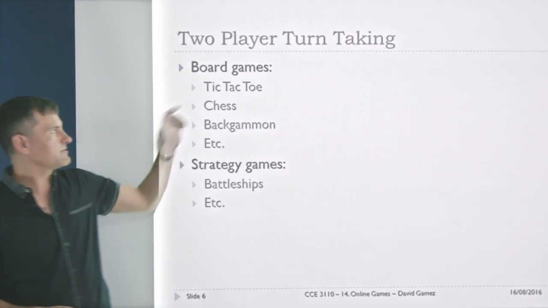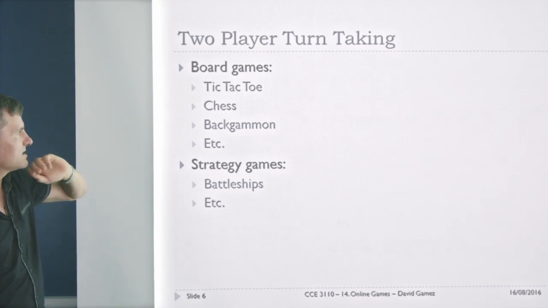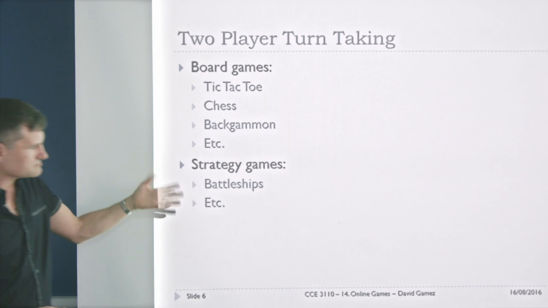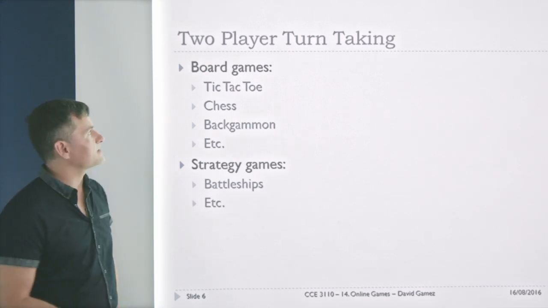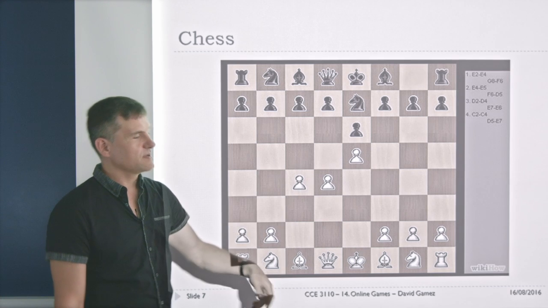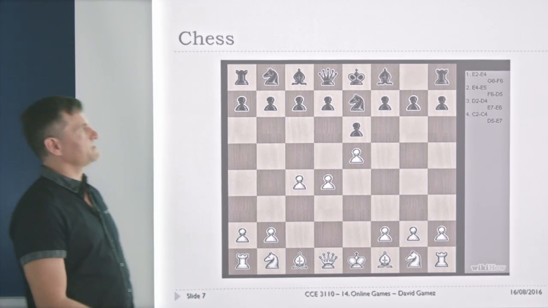So for two-player turn taking, we've got board games, simple board games like tic-tac-toe, chess, backgammon, these kinds of things. And then we've got strategy games, battleships, that kind of stuff. We're all familiar with chess. One player makes a move, and they hit the clock and pass the move to the other player, and the other player makes the move, and so on.